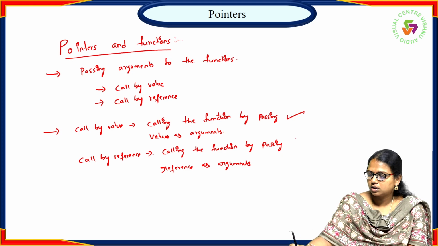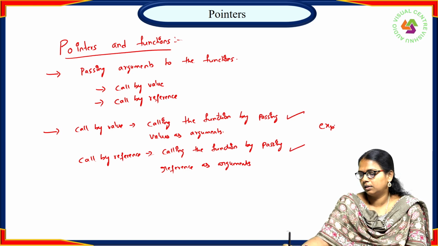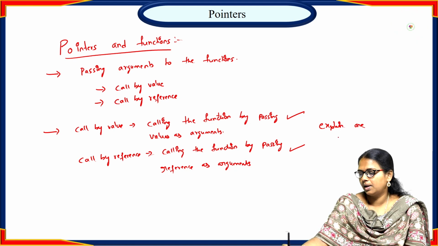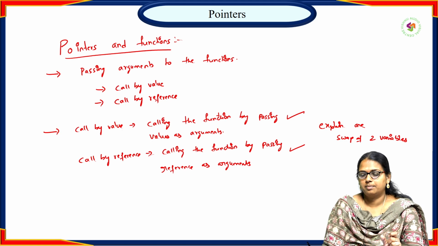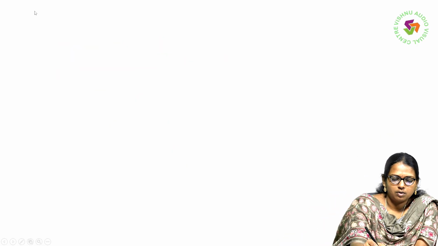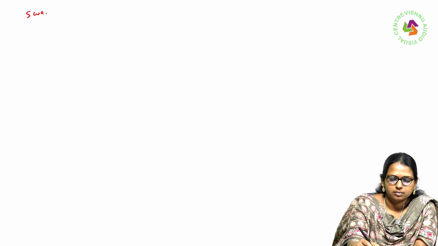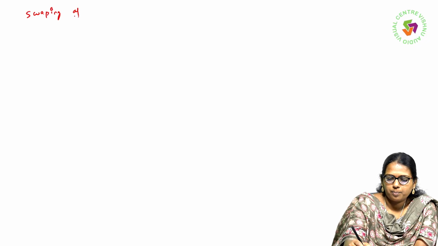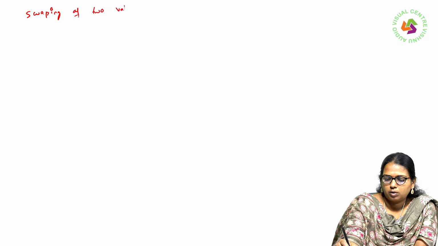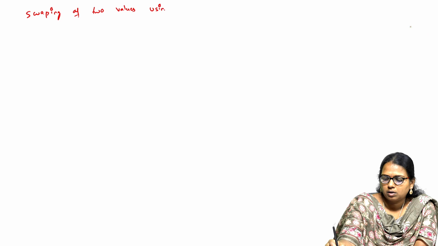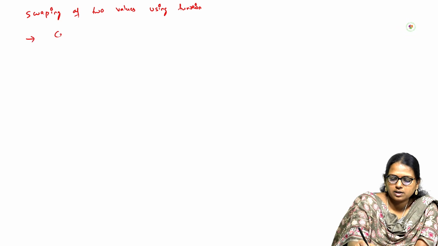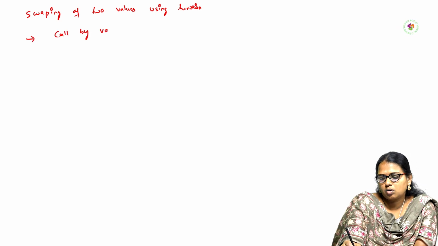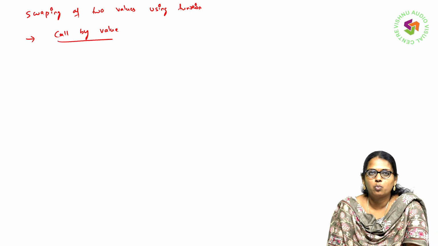So these two concepts I'll explain with one small example, swapping of two variables. Now we'll see the program for swapping two values using a function. First we'll see how to call the function by call by value.